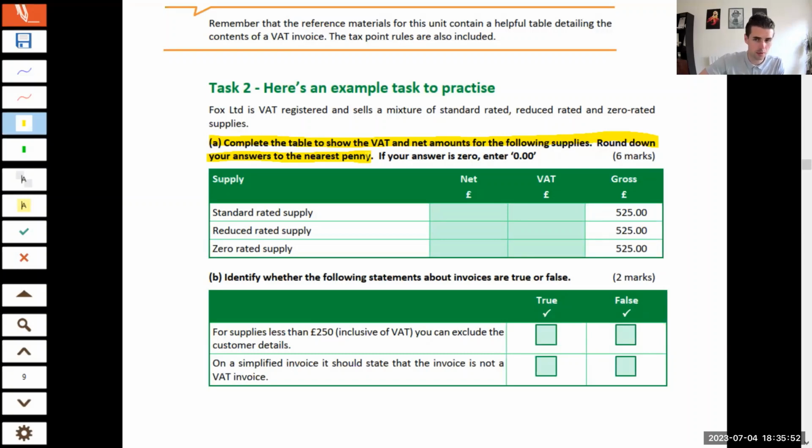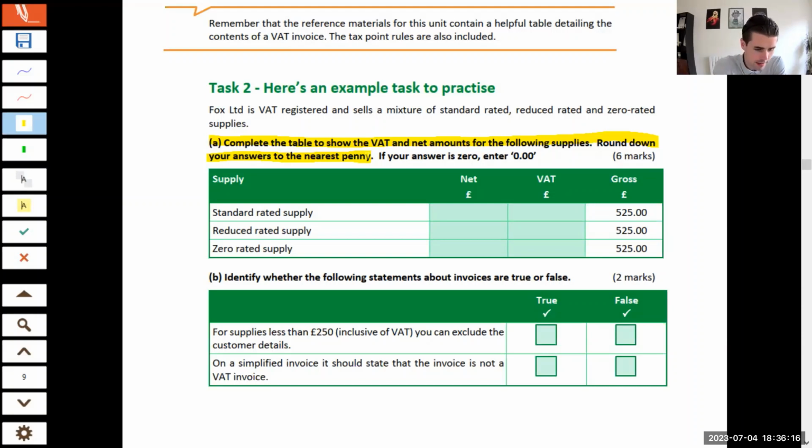You'll see that in the exam question. So it might ask you to round down to the nearest penny, round down to the nearest whole pound. But again, just follow it, because traditionally, what we do in tax is round in favour of the taxpayer. But again, just leave all of that. Normal rules apply unless you're told otherwise, okay? It says if your answer is 0, obviously enter it. Let's have a look. Standard rated supply.